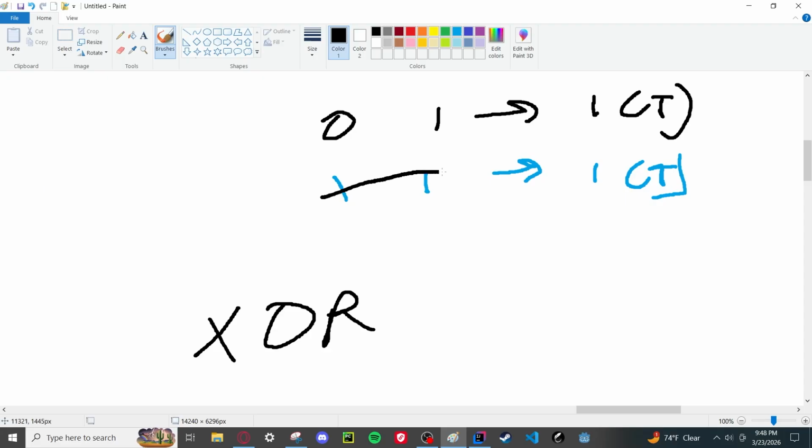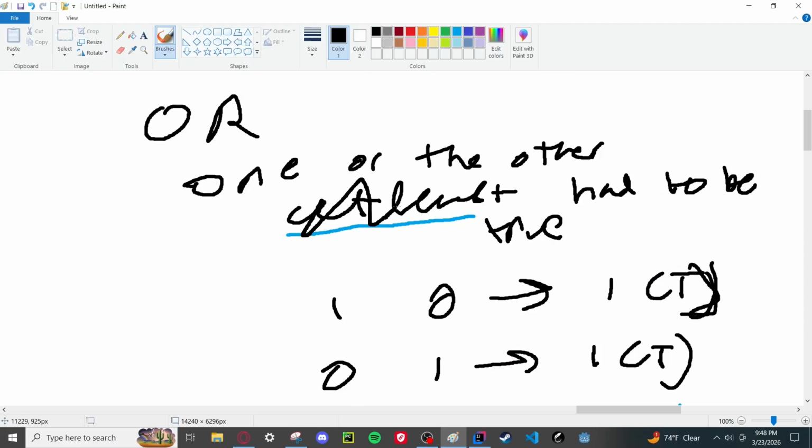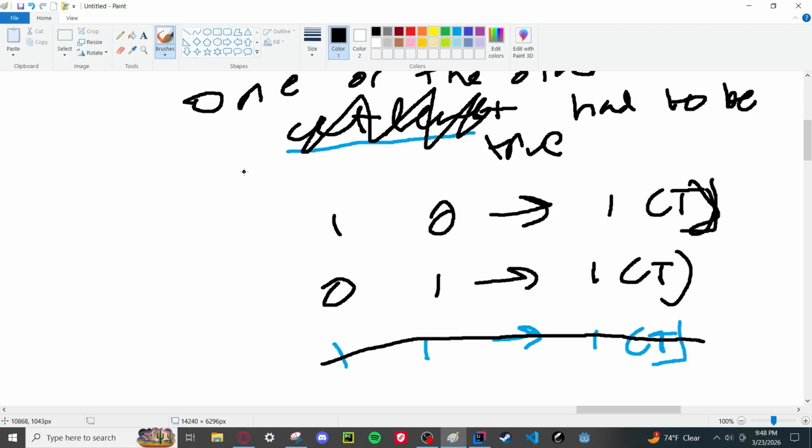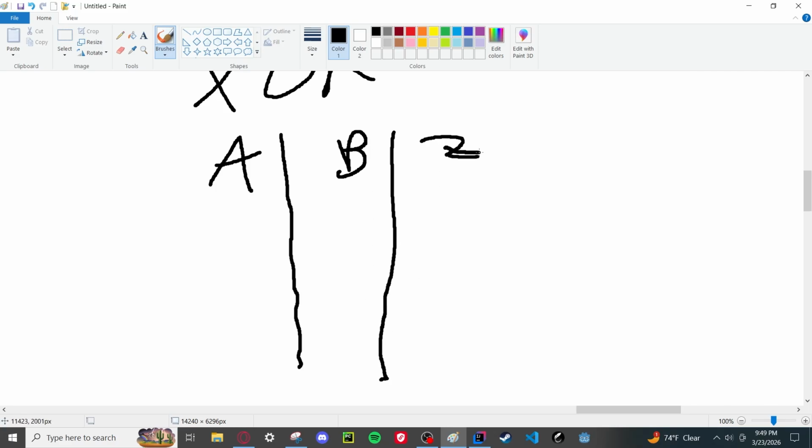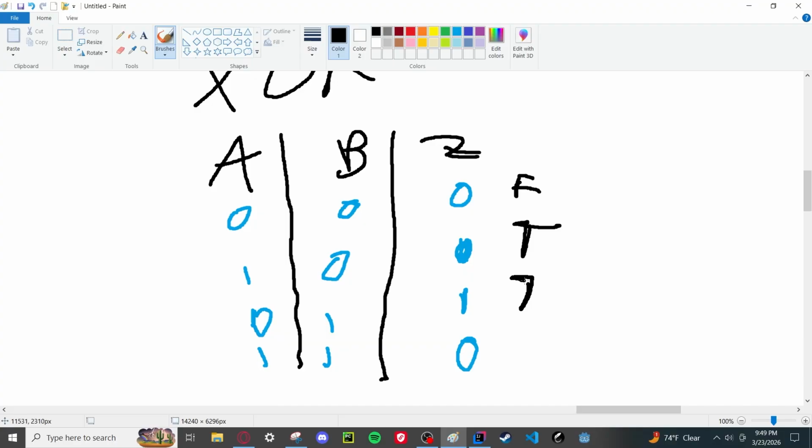Well, XOR, what I mean by exclusive OR, is that this doesn't count. They don't care about that at least. For XOR, one or the other has to be true for the whole thing to be true. It has to be either 1, 0 or 0, 1 to get true. So the truth table for XOR would look something like this. A, B, hit them with a Z, 0, 0, 1, 0, 0, 1, 1, 1, and your output would be 0, 1, 1, 0. So false, true, true, false.